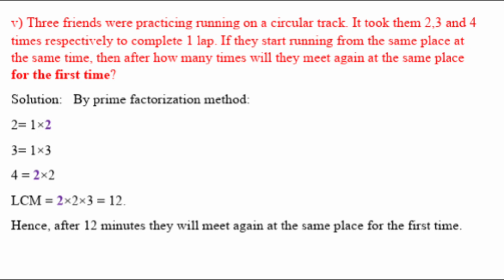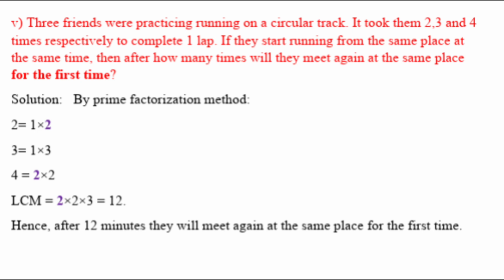Here one circular track is there and one common point from where the friends are starting to run, and one of them takes 2 minutes, another takes 3 minutes and the third one takes 4 minutes. Then at what time will they meet each other at the same place for the first time, means the earliest time period, or at what minimum time period will they meet each other.